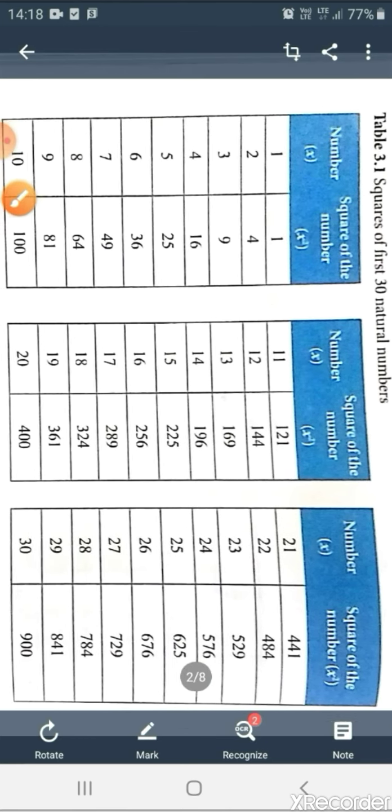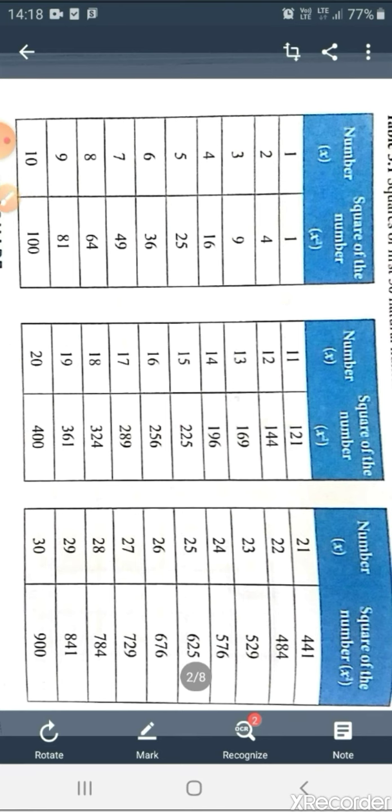Now these are the squares of 1 to 30. 1 square is 1, 2 square is 4, 3 square is 9, 4 square is 16, 5 square is 25 and 6 square is 36. So these are the squares of 1 to 30.